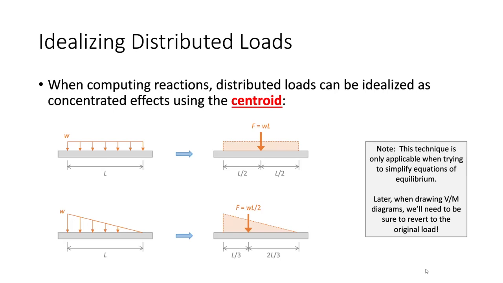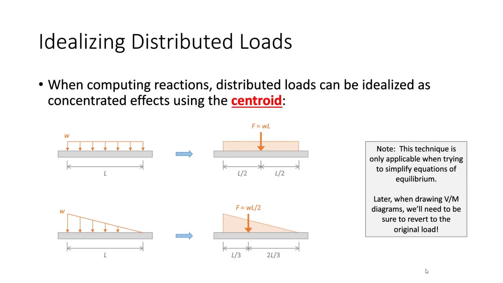Where do I put it? I put it wherever the centroid is. Okay? So for a rectangular distribution, the centroid is right smack dab in the middle. L over 2, L over 2. But what about a triangular distribution? Remember, if you have the right triangle, the centroid of a triangle is a third of the way over. Y'all remember that? So if I have a triangular distribution, I take the area, W times L over 2, and then I place that concentrated force effect a third of the way from the big end of the triangle. Okay?